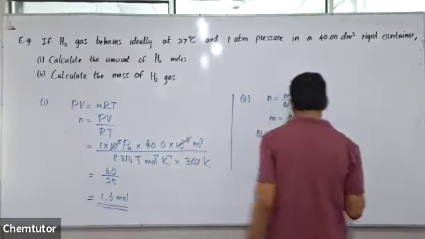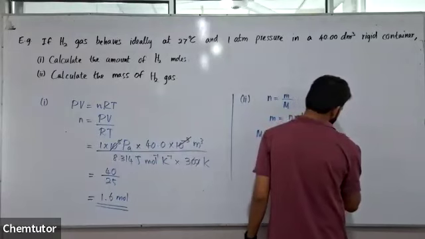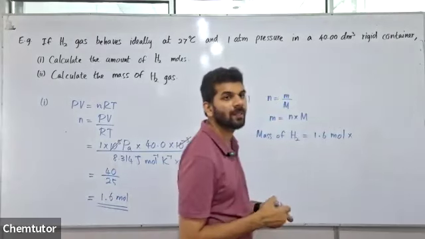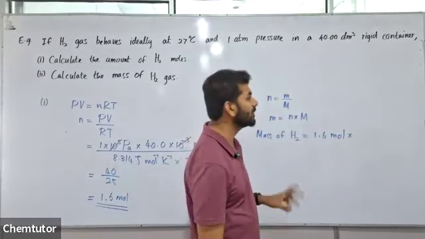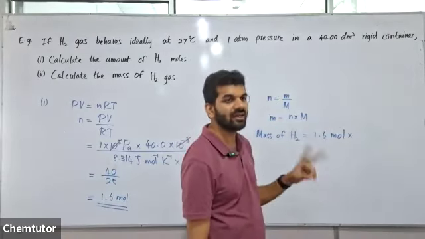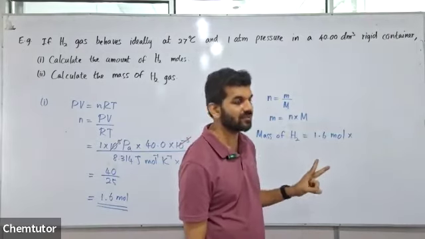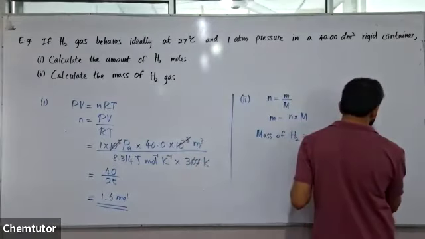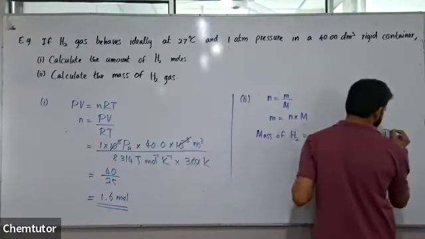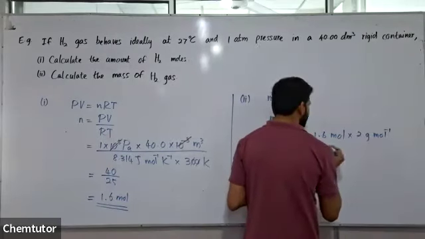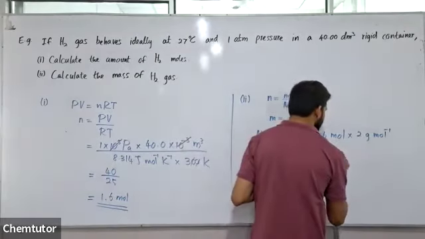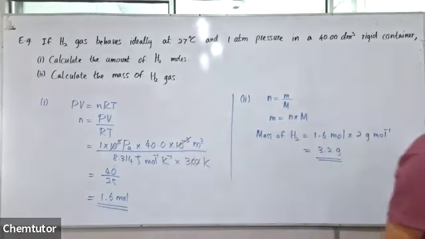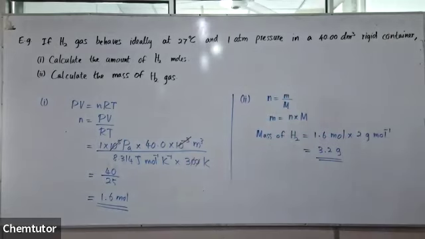The number of moles we found as 1.6. And the relative atomic mass of hydrogen is 1. In hydrogen, we have two hydrogen atoms. Therefore, it is 2. So we have to multiply by 2 grams per mole. The answer will be 3.2 grams. Is it clear? Answer will be 3.2. That's the mass of hydrogen.